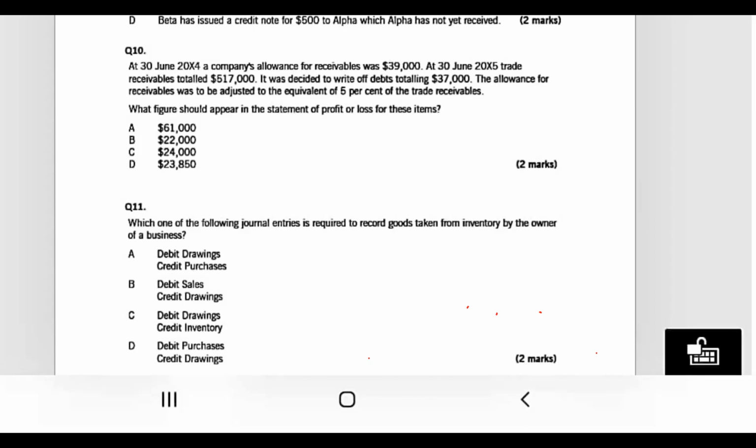Okay, I don't know how to explain it, but let's find a way of explaining it. Purchases are goods meant for sale.